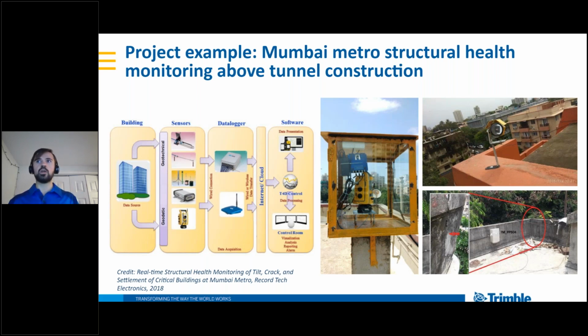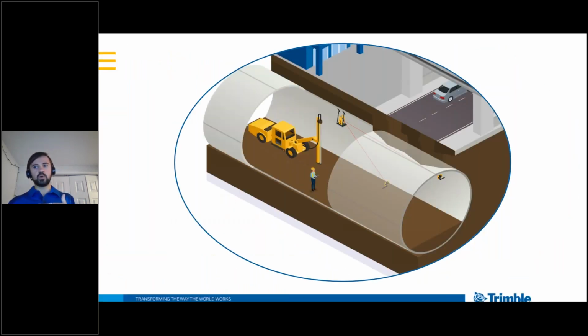And you can see on the bottom right there an issue that was found by the monitoring system, which was a starting crack in the building, having issues from the significant vibration of the earth from the tunnel construction. Now moving to the second part of tunnel monitoring, which is the convergence monitoring.